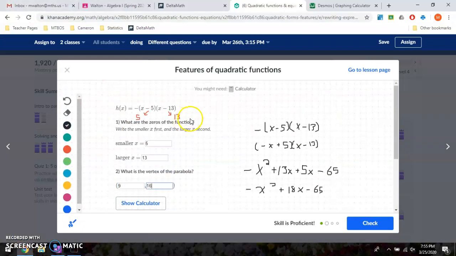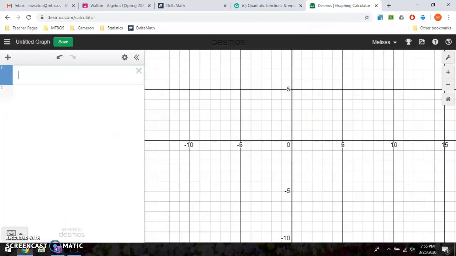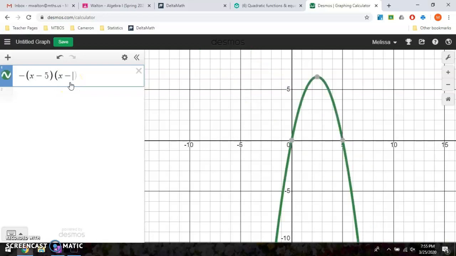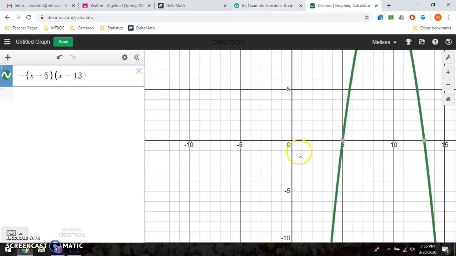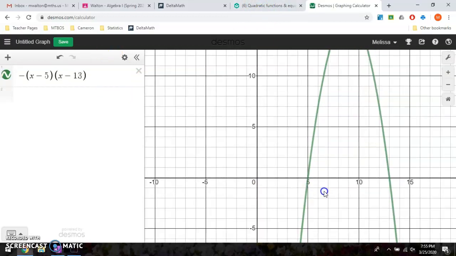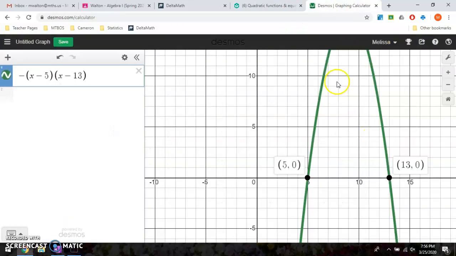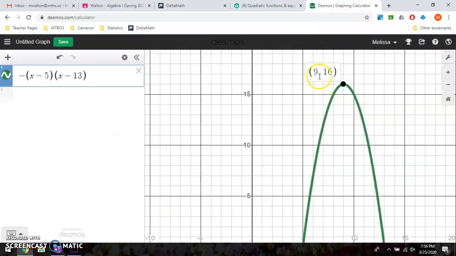Now, one hint for you guys: use your resources. You can always check your work on Desmos. I want to show you how to do that. So if I graph this, negative x minus 5, x minus 13, what are my two x-intercepts? Well, my x-intercepts are 5 and 13. That's what I had right here. What's the vertex of my parabola? 9 and 16. That's the exact same thing that we have.